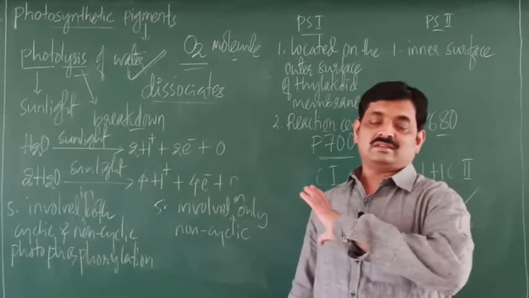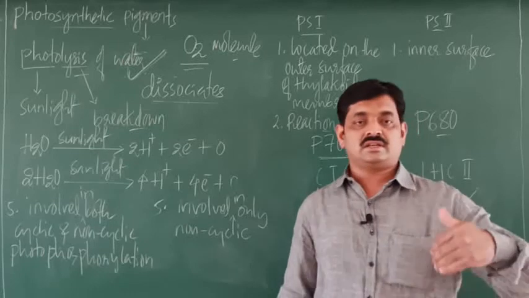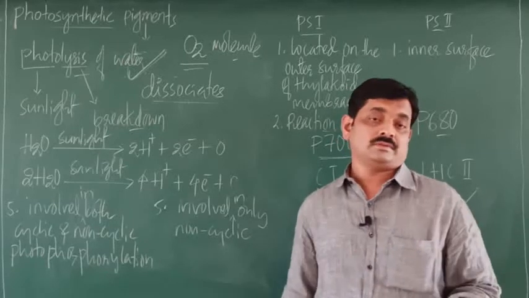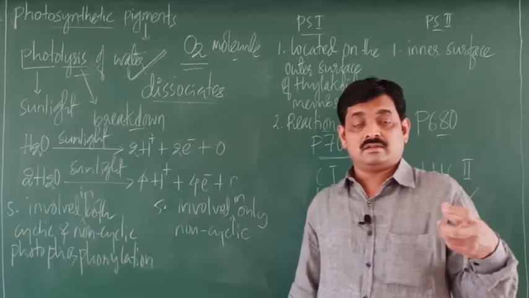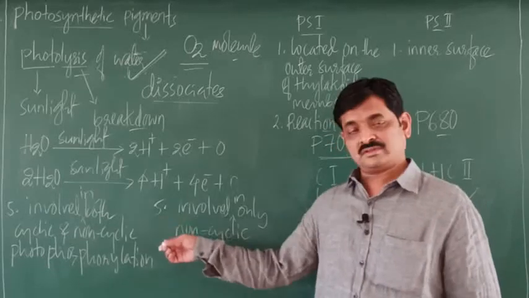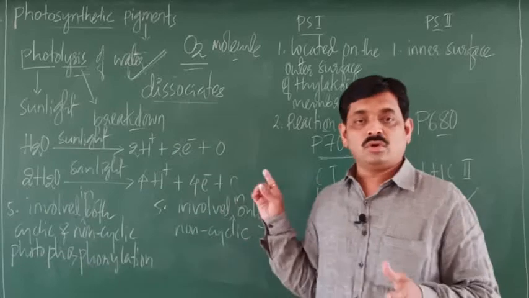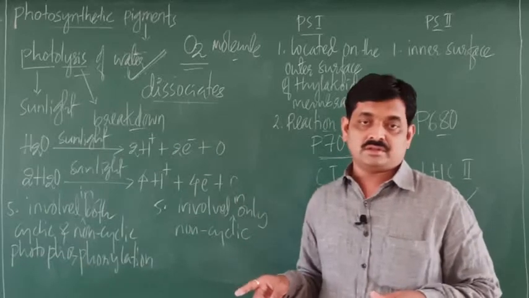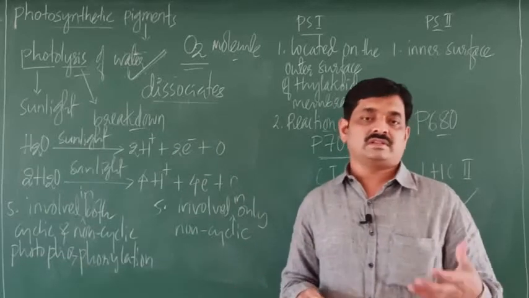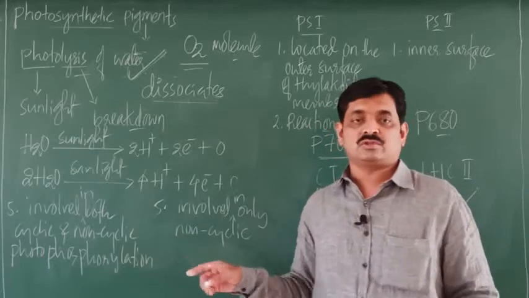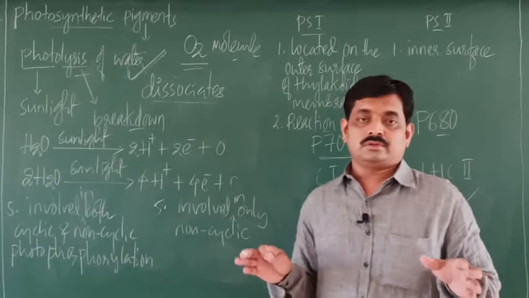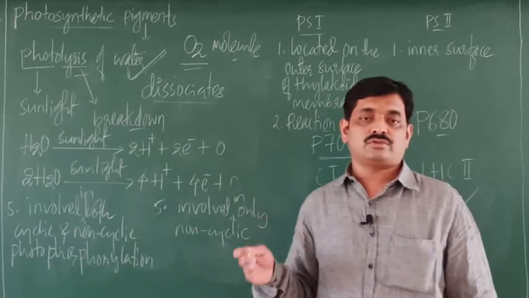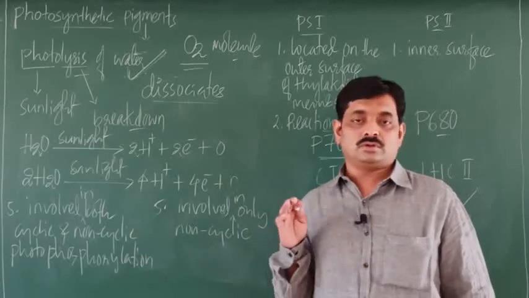You will understand this very clearly when we discuss the coming concepts. When we discuss the light reaction of photosynthesis in detail, that time you will understand what is cyclic and non-cyclic photophosphorylation. So in the coming videos, we will discuss this in detail, so that these concepts will be very much clear to you. So these are the features of photosystem 1 and photosystem 2.